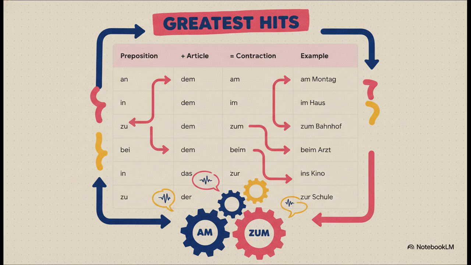Now, let's look at the greatest hits. These right here are the ones you are going to see and hear all the time. An dem becomes am. In dem becomes im. Zu dem becomes zum, and zu der becomes zur. Seriously, if you can just get comfortable with this list, your German will immediately sound a whole lot better.